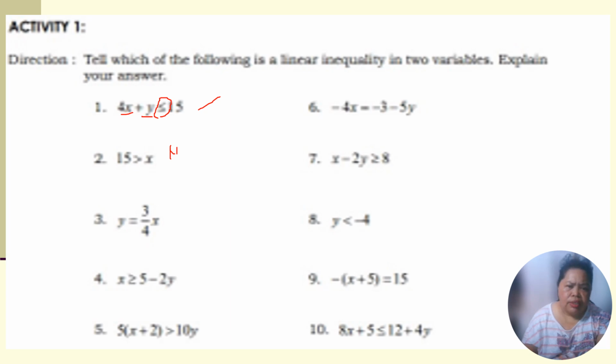And 3, this is an equation, not an inequality. Of course, it's not. And 4, okay, this is yes. 5, yes. 6, no, because it is an equation. And also 7 is no. 8 is no, okay. 9 is no. 10 is yes. All right.